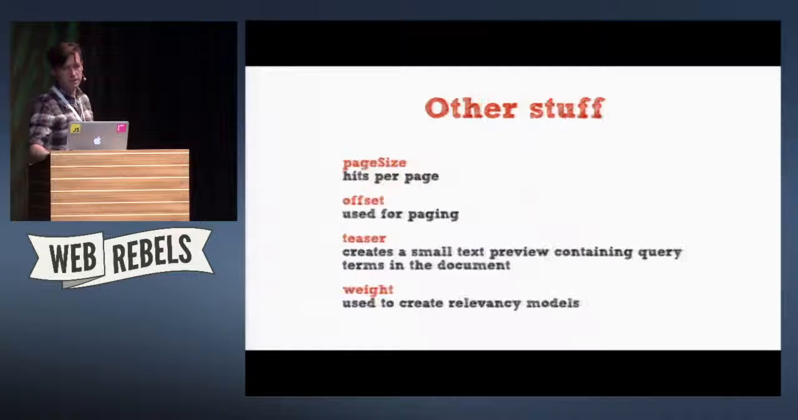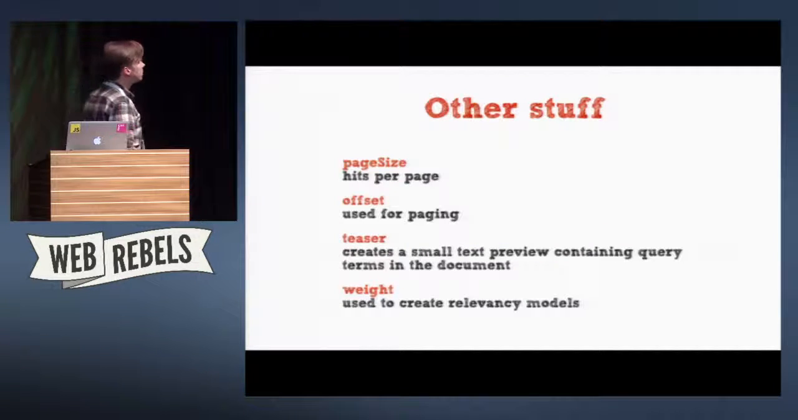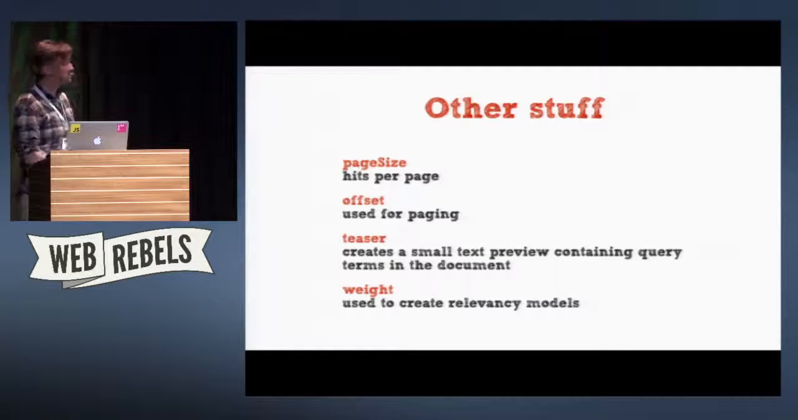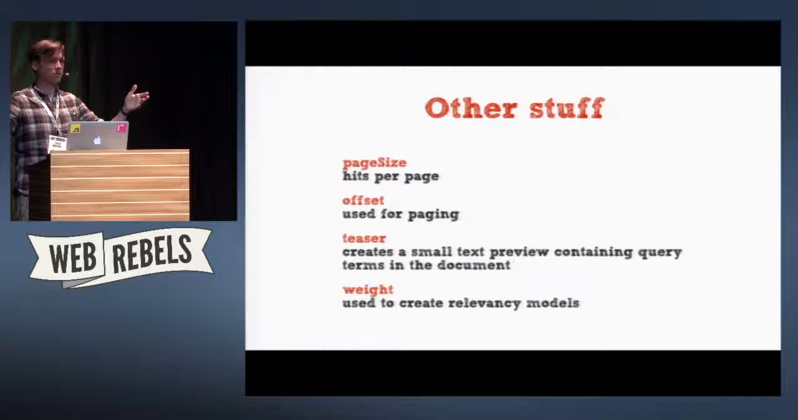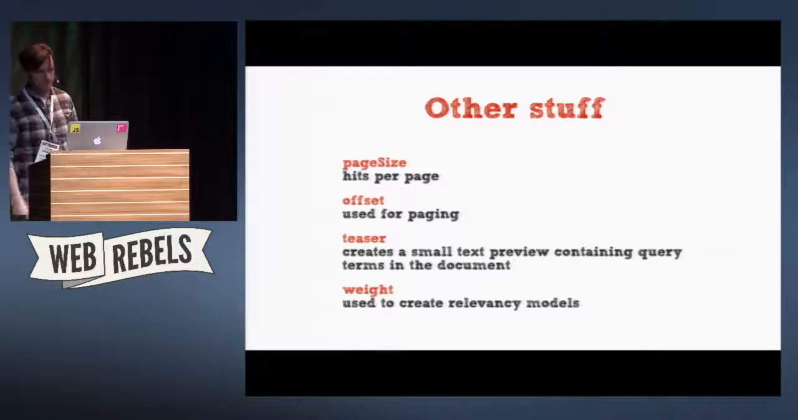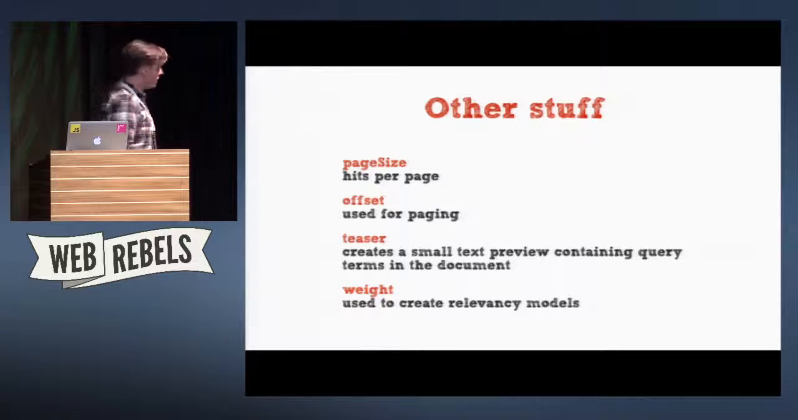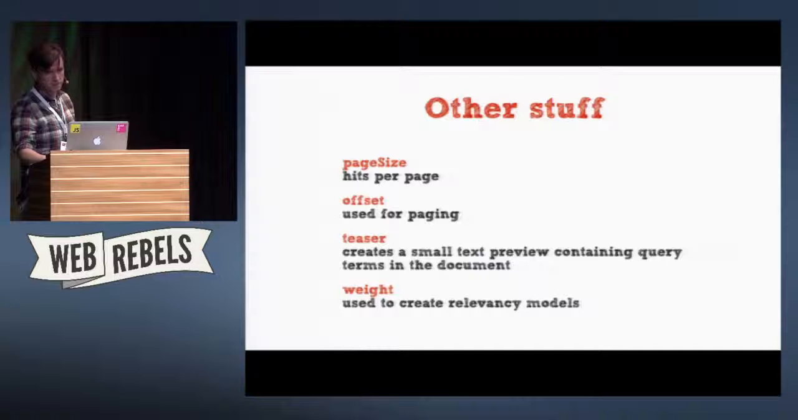You can do some other stuff as well. You can specify the page size, you can specify the offset. You can make a little teaser, which is that little text preview you get when you search for something in Google that shows your search words in the document. That's what a teaser is. And you can also use weight to create relevancy models.